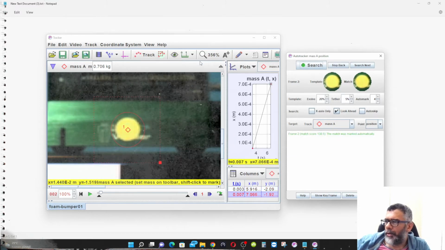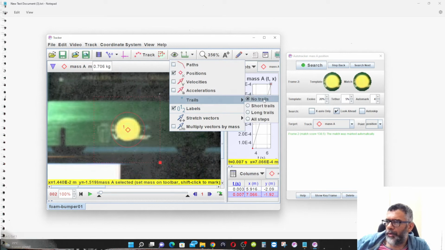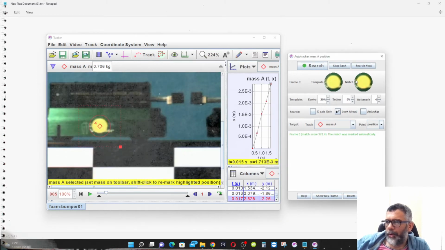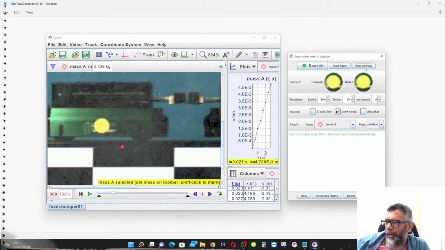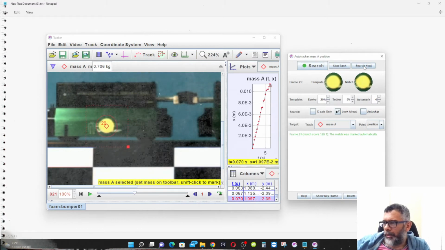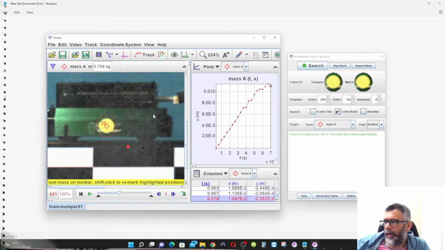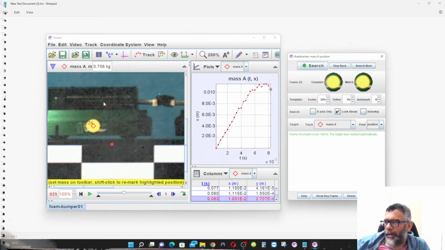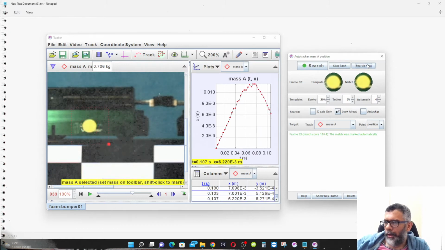Let's first choose no trails. Okay, so next. The tracker is picking up the position information for the card at every frame. See the x versus time graph: it goes almost like a straight line, but now the collision is happening, and obviously the card is not going to the right anymore. It is bouncing back. This is very clear in this plot.